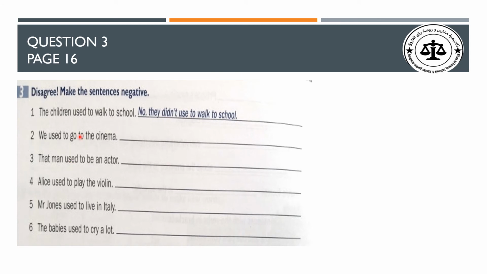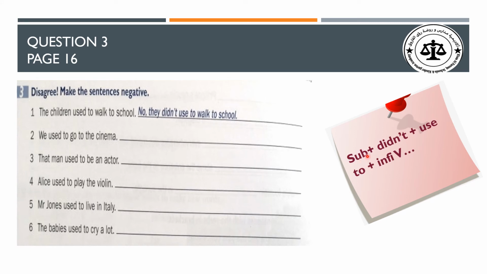Now what about the negative form in used to? Make the sentences negative. Let's remember, if we want to negate the sentences in used to, we have to use what? Excellent. Did with not. Subject, didn't, plus used to, then the infinitive verb. Let's try to change these affirmative sentences into negative sentences. We used to go to the cinema. We didn't used to go to the cinema.